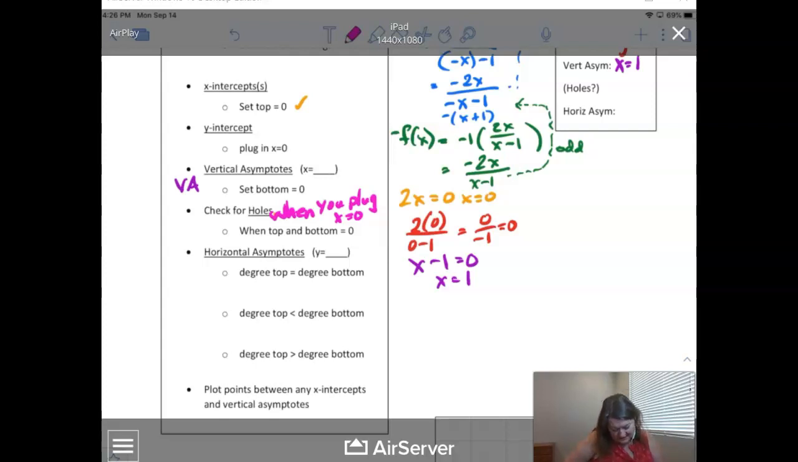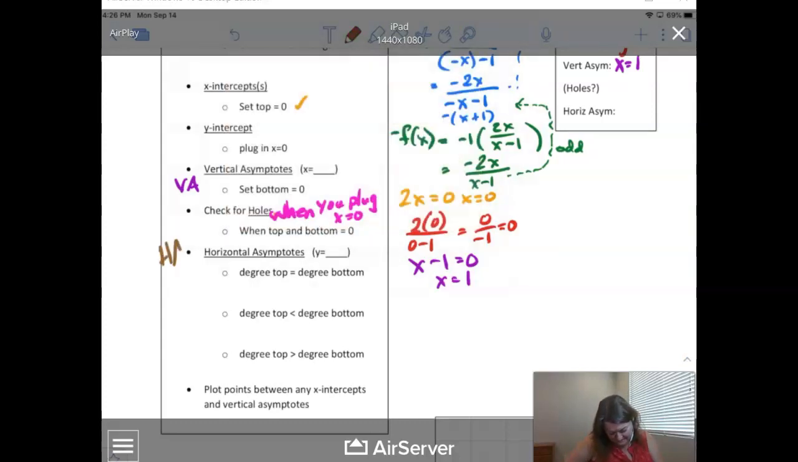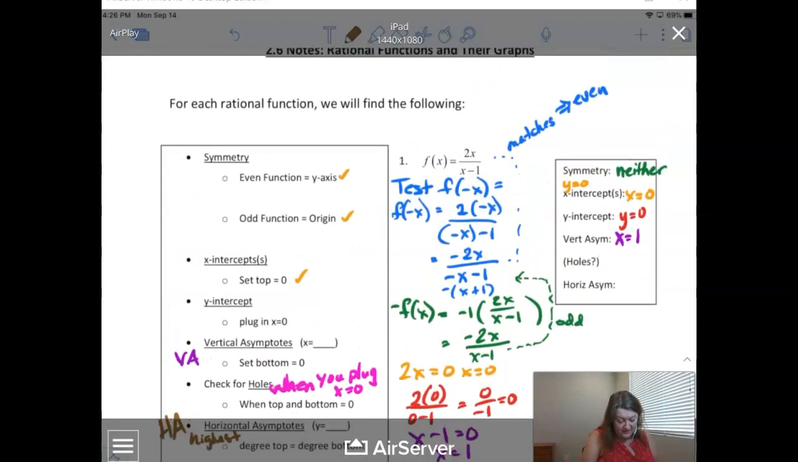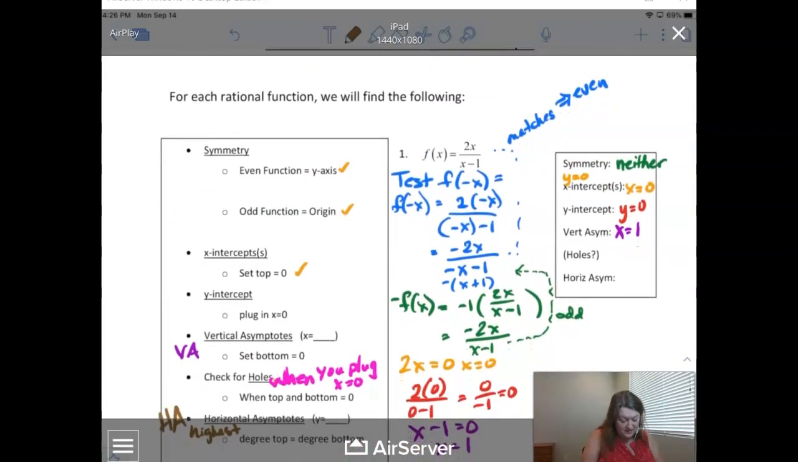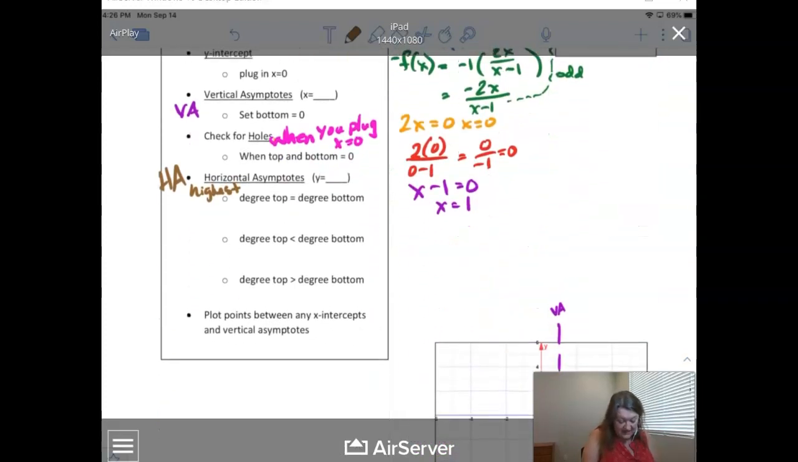All right, horizontal asymptotes, we call those HAs. Okay, horizontal asymptotes are always going to be a y equals. Now this one depends on your highest degree of x. Highest degree on the top versus highest degree on the bottom. So let's go look. In mine, my highest degree of x on the top is a 1, and on the bottom it's a 1. So in my case, my degrees match each other.